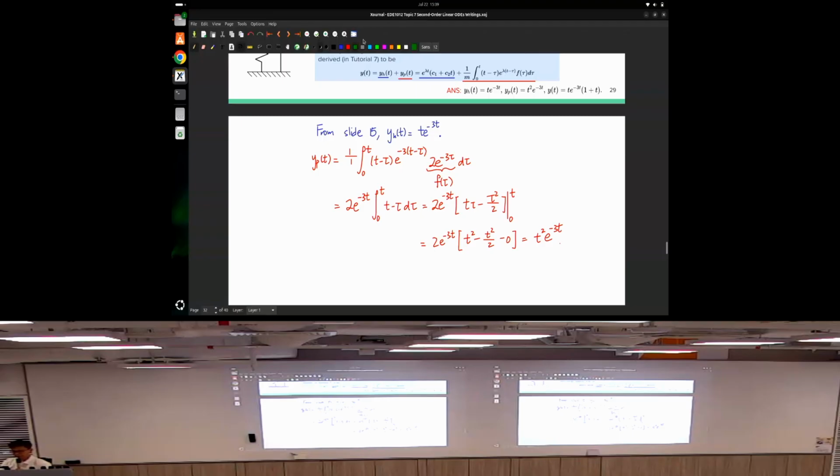Then remember to write the final solution. Y of t equals YH of t plus YP of t. Just write this down, you'll get the mark. So you're going to get t e to the minus 3t plus t squared e to the minus 3t. That's it. This is your solution. Any objections?